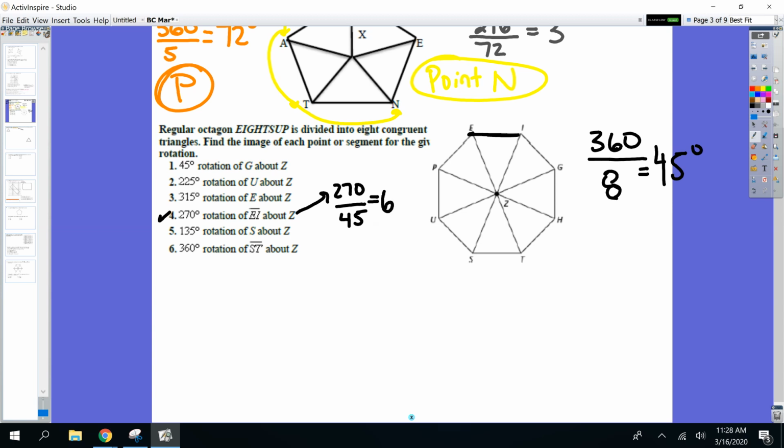And what you can do is you can just rotate the points. So start with point E. 1, 2, 3, 4, 5. Ends up at G. And then do I. 1, 2, 3, 4, 5, 6. And there you go. You land on HI. Or HG, excuse me, segment HG. Okay, so go ahead, pause the video, see if you can do 1 through 3 and 5 through 6, and then see how your answers matched up.